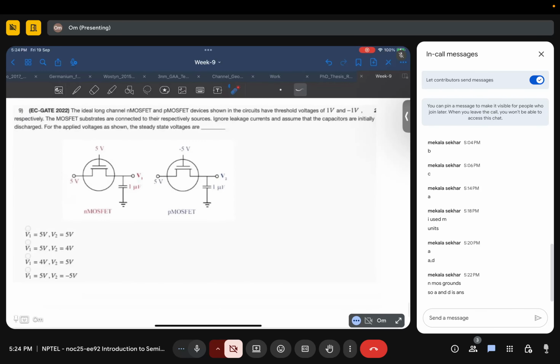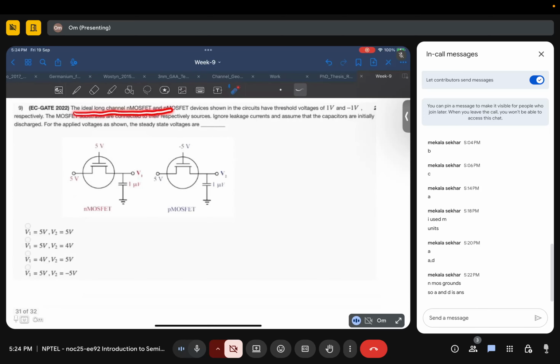Next question. The ideal long channel NMOS and PMOS devices are shown in the circuit, which have threshold voltages of 1 volt and minus 1 volt. The MOSFET substrates are connected to the respective sources. Ignore any leakage and capacitors are initially discharged. For the applied voltages, what are the steady state voltages? So we have an NMOS and a PMOS.